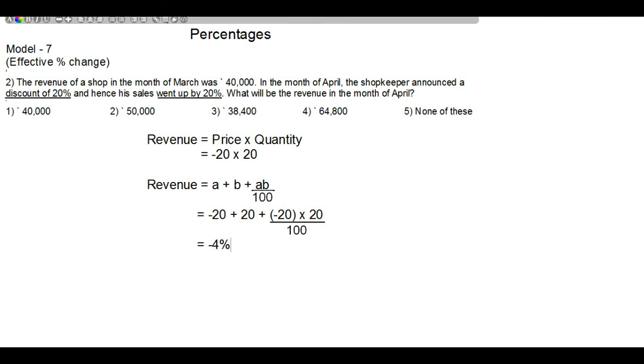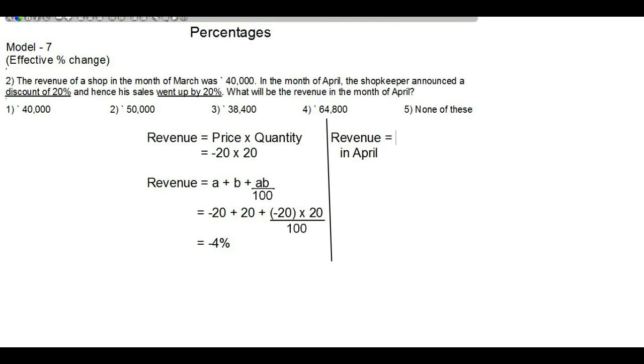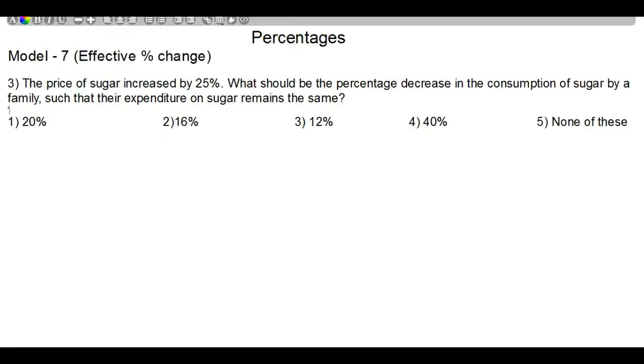So from this minus 4%, we can understand that the revenue in the month of April has decreased by 4% when compared to the revenue in the month of March. And as the question says, what will be the revenue in the month of April? We can say that the revenue in April should be equal to the original revenue, that is 40,000 minus 4%. Why? Because the change has been a decrease of 4%. So minus 4% of the same 40,000. So this will be equal to 38,400.